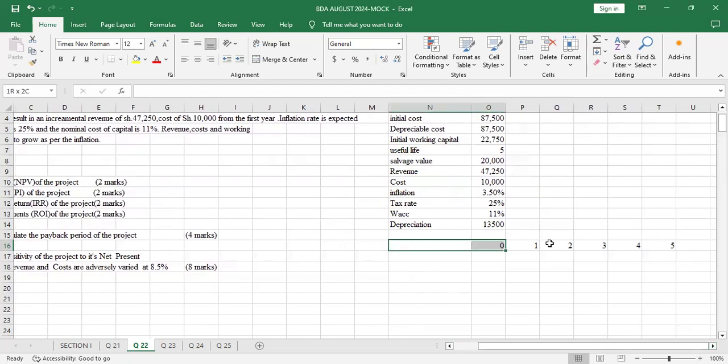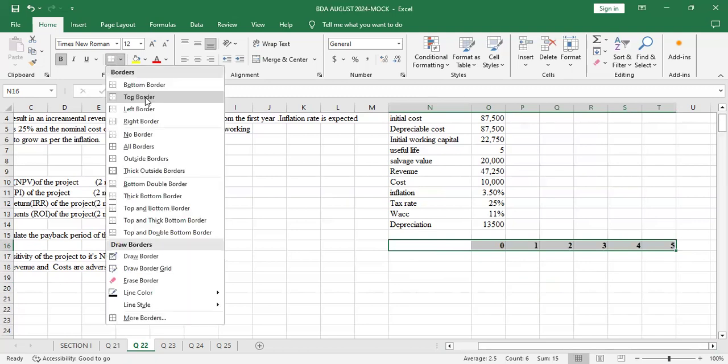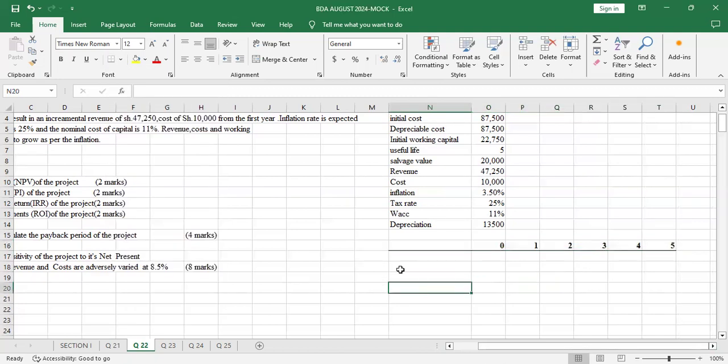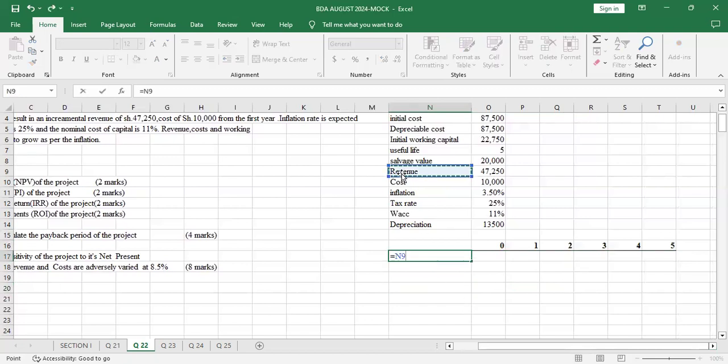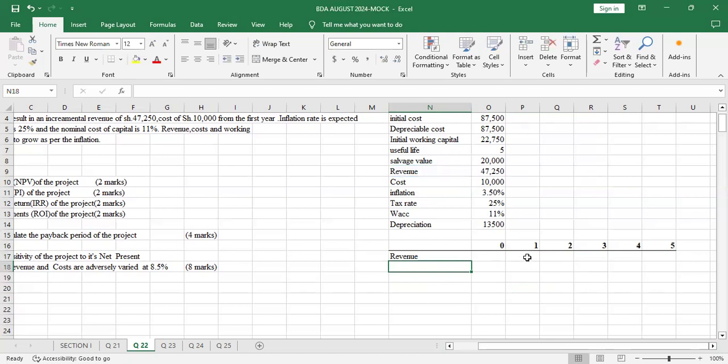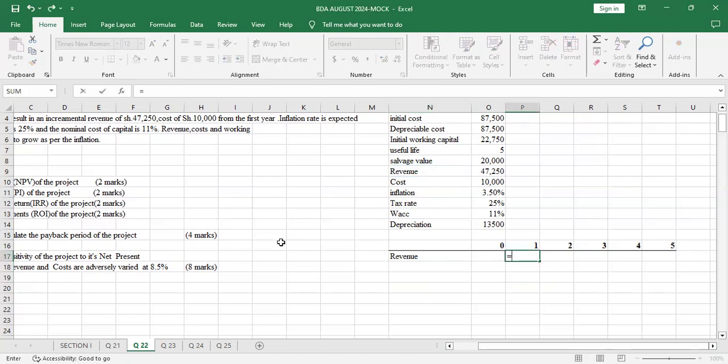So I'll bold this. Then I'll create the bottom border. After that, I'll start the income statement. I'll start with the revenue. So I just select it because I've already typed it. Revenue emanates from year 1, so you don't confuse it and place it under year 0. So revenue, we'll have 47,250. But we are told that it was affected by inflation. So from the second year, this revenue will change.